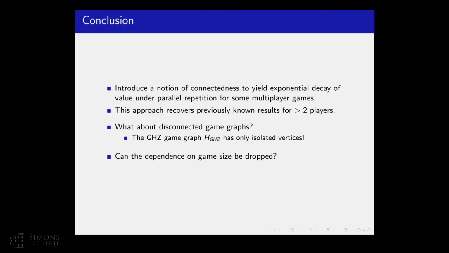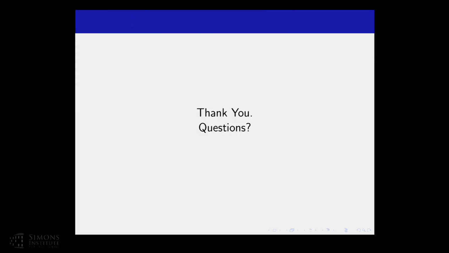And finally, notice that for our connected game bound, the eigenvalue depended upon the minimum weight of any edge in the k-1 connection graph, and this depends on the game size description. And that is not ideal. We would want something much better than that. So can the dependence on the game size be dropped? That's the question.